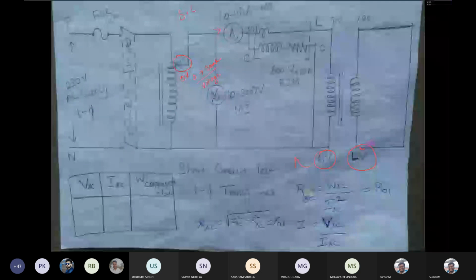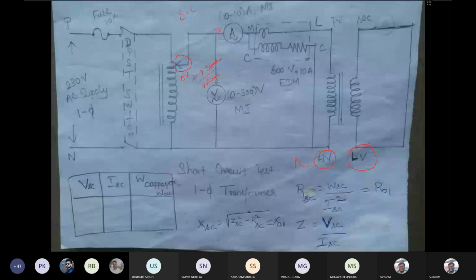So we are short circuiting the secondary terminal, here the low voltage terminal. After we short circuit, we vary this auto transformer from zero to some value. We vary it in such a way that we get the rated current of the transformer in this ammeter. Once you get the rated current, we measure the voltage, the current, and the power. This power which is measured gives the copper loss.